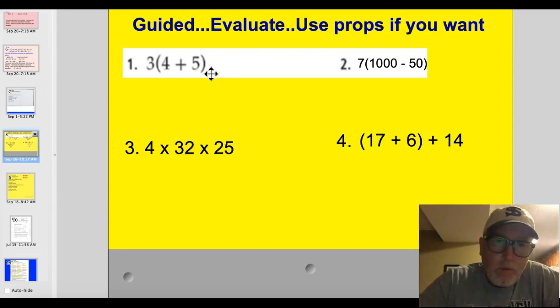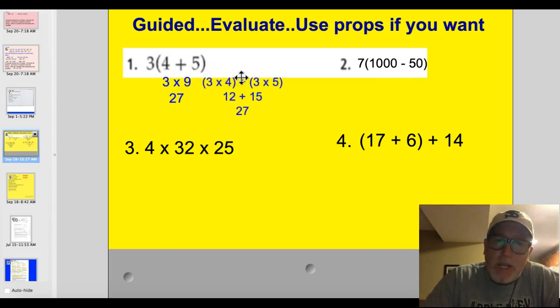I look at this problem, and I'll be honest with you, straight up, I don't use any properties. I can see that 4 plus 5 is 9, and 3 times 9 is 27. Some people may see, well, I'm going to do 3 times 4 and 3 times 5, so that's 12 and 15, that's 27. Here I've rewritten it. It doesn't help me to rewrite it. I can do this faster. But take a look at this problem here.